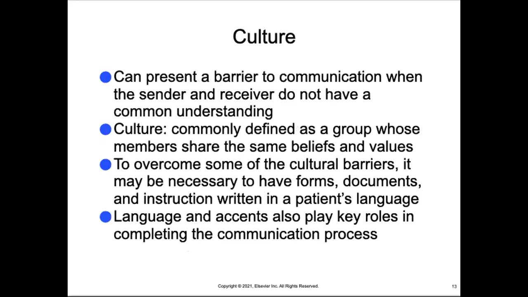Culture can present a barrier to communication when the sender and receiver do not have a common understanding. Like I said, culture is commonly defined as a group whose members share the same beliefs and values. And to overcome some of the cultural barriers, it may be necessary to have forms, documents, and instructions written in that patient's language. Language and accents also play key roles in completing the communication process.